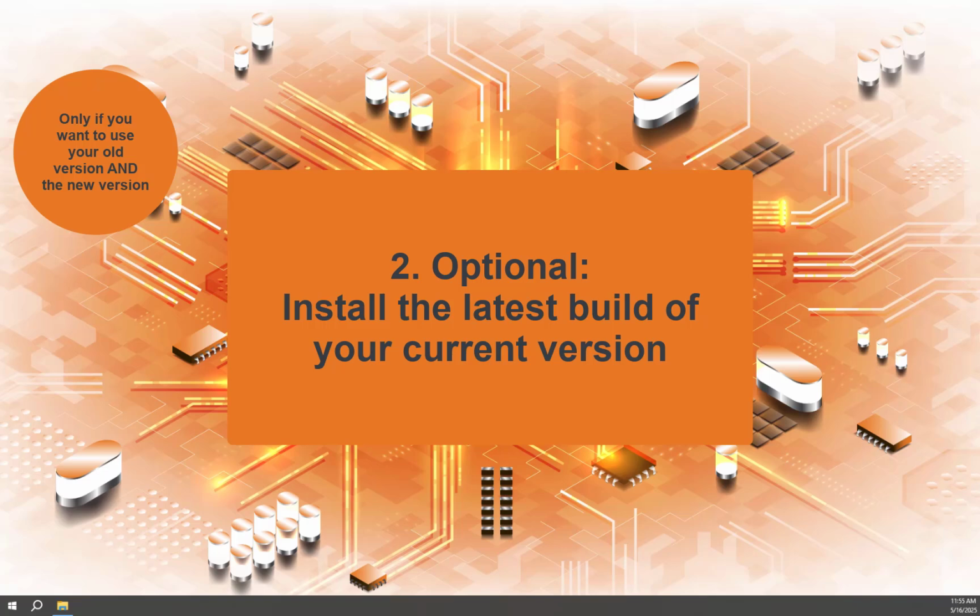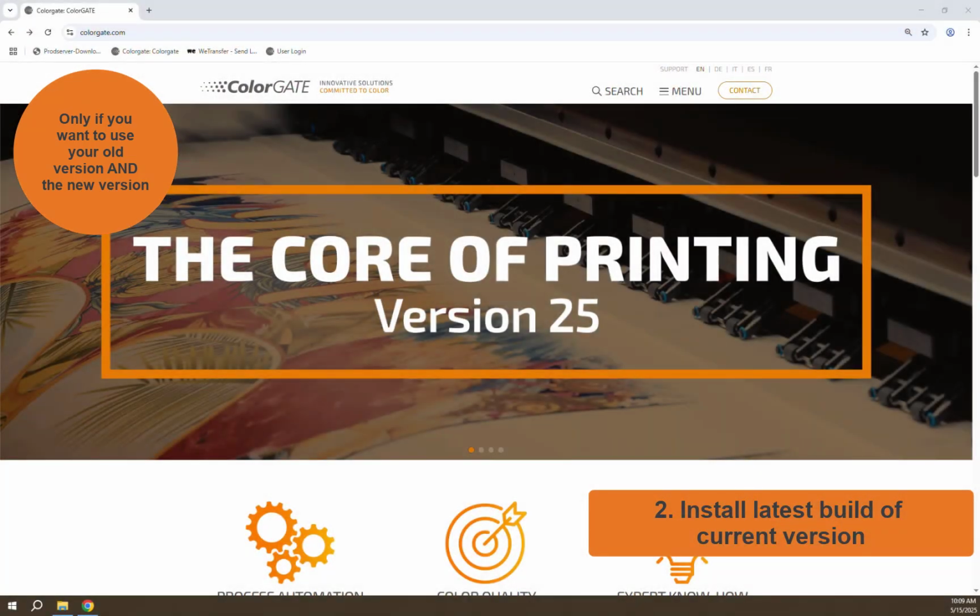If you still want to use your current version, in this example 24.02, after the upgrade of your license, you must install the latest build of your current version before upgrading. This ensures compatibility between both versions. You can find the installer for this build in our support area.